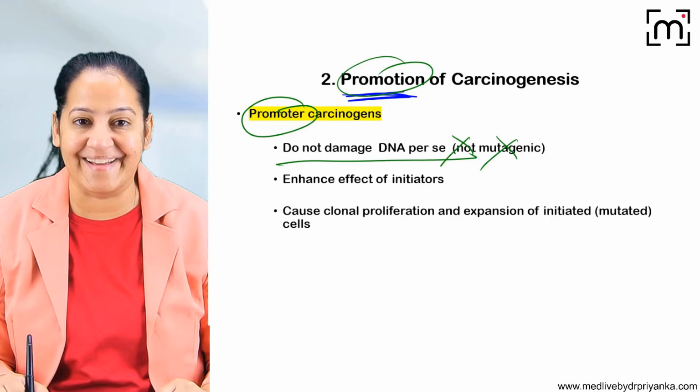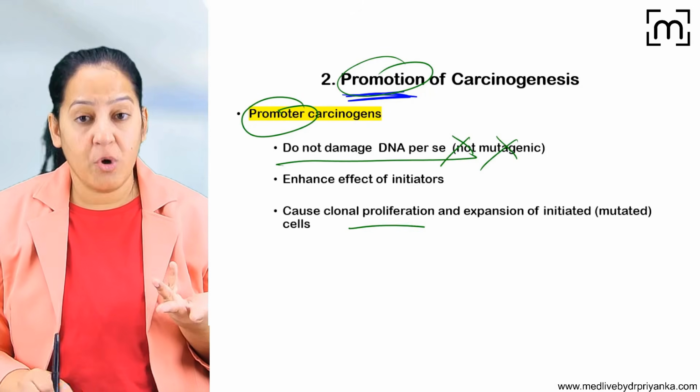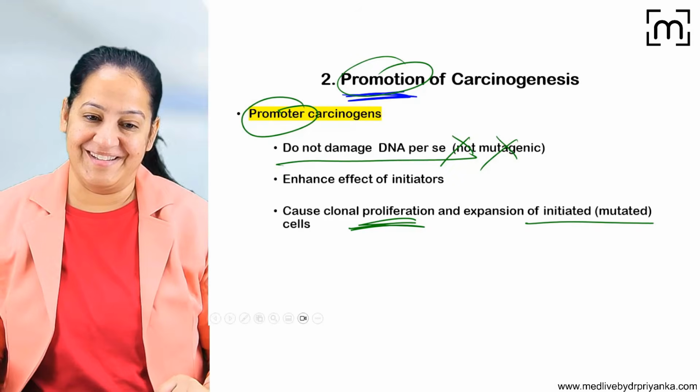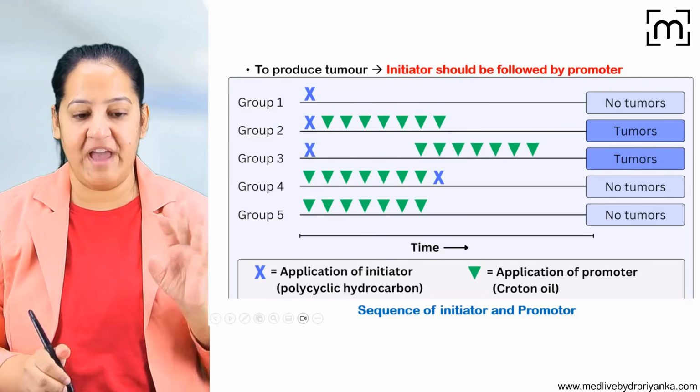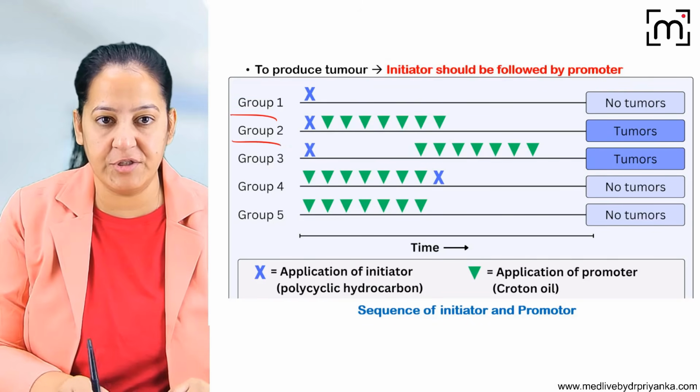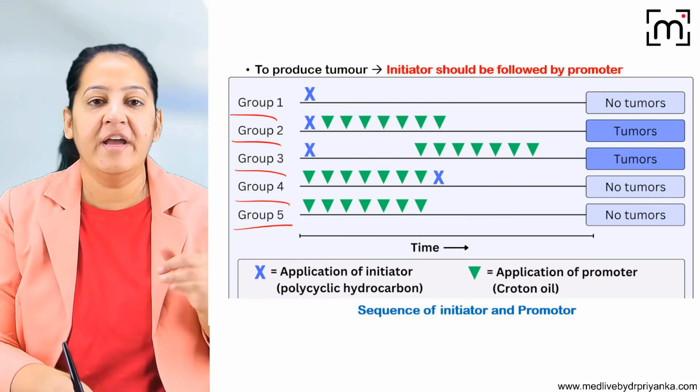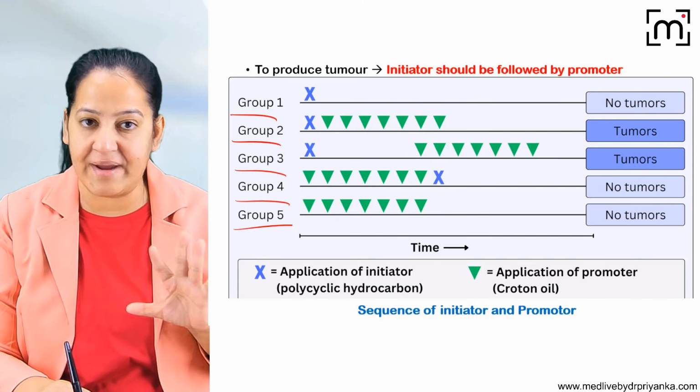No, it's not mutagenic. What does it do? It causes the proliferation of already mutated cells. So we require a promoter. Now have a look. We have 5 groups of patients. Can you see? Group 1, 2, 3, 4, 5. What are we doing? The cross is the initiator and the triangle is the promoter.